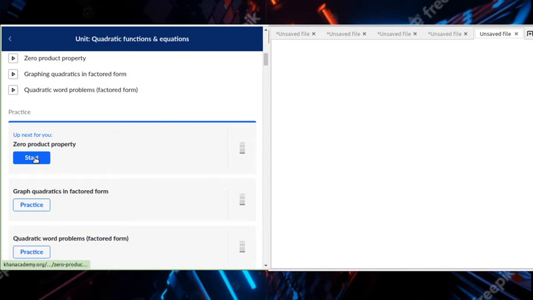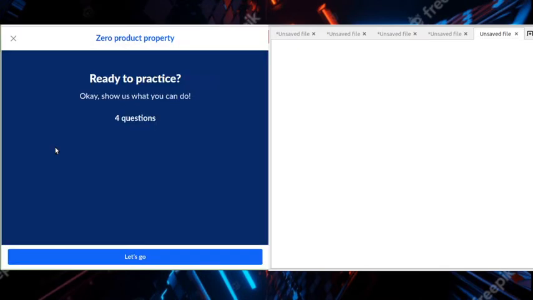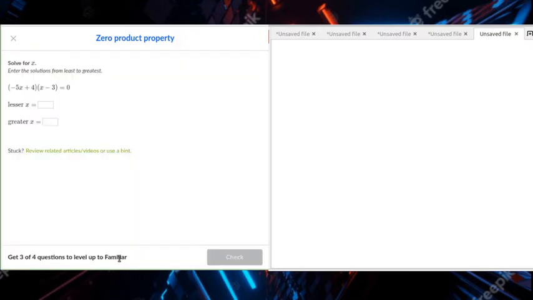All right, we're going to talk about the zero product property. The zero product property basically says that if I have some number A times some number B and that equals 0, then either A equals 0 or B equals 0, or maybe both of them equal 0, but one of them equals 0. And we use that to solve quadratic equations by factoring. So enter the solutions from least to greatest.